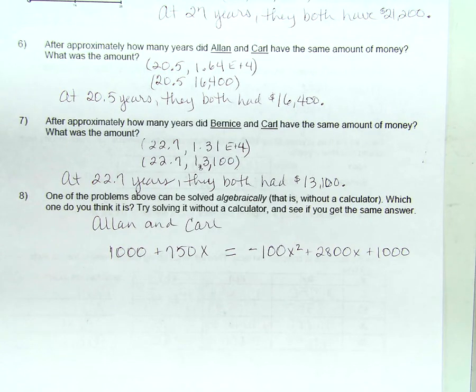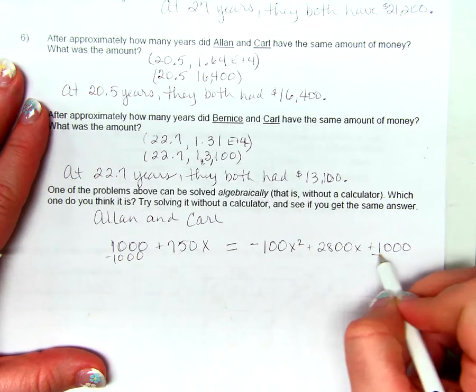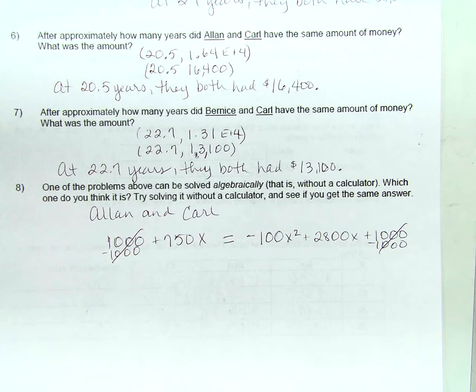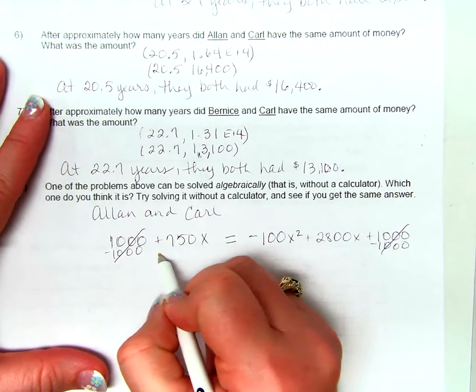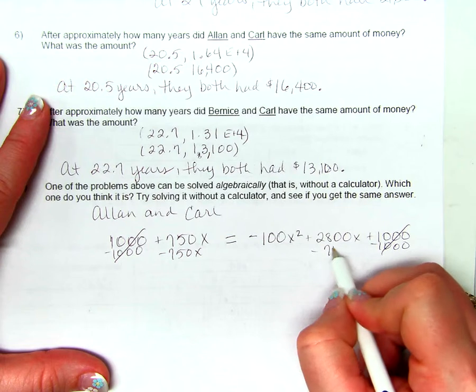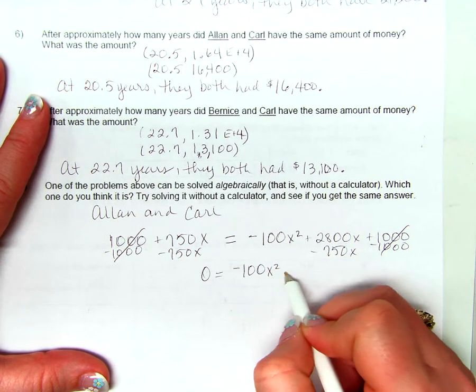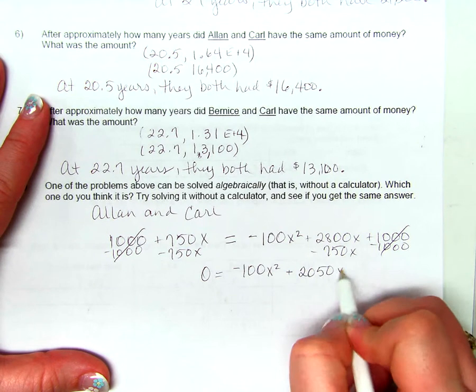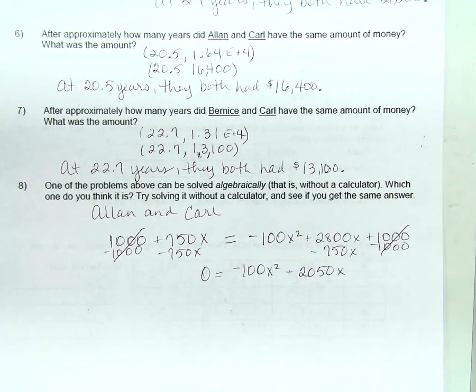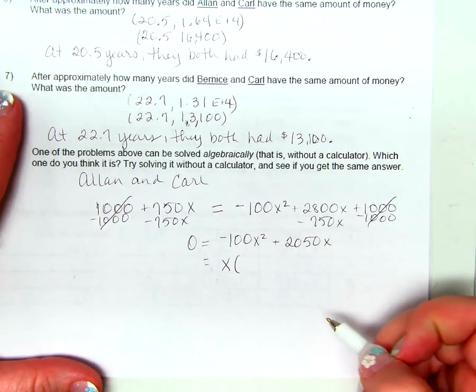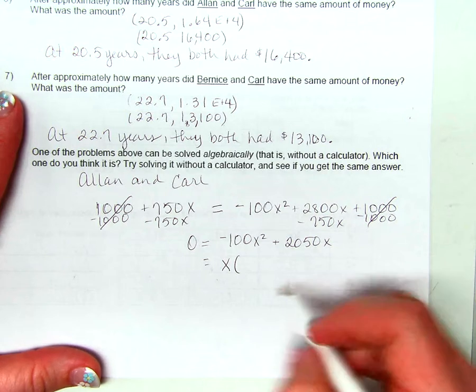Subtract 1,000. Oh, that was nice. Gone, gone. Now what? Subtract 750. X. 0 equals negative 100x squared plus 2050x. So I could use a quadratic formula if I was just wanting to put myself into pain. Or I could factor out an x from each term, couldn't I? Could I factor anything else besides x out? Probably. Let's just go ahead and factor out an x for now.